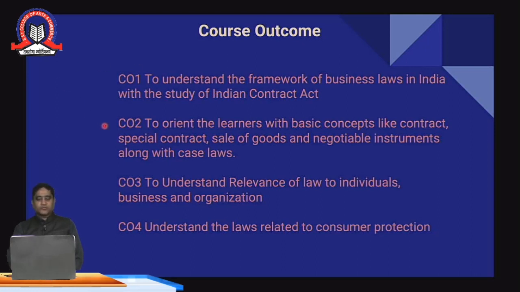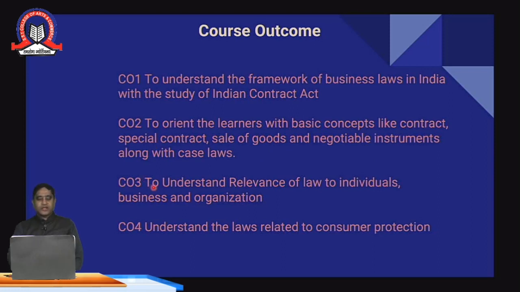Under course outcome 2, the students are oriented to learn basic concepts like contract. Special contracts would include the law of agency, bailment or indemnity, or the law of guarantee, and they would also be learning the Sale of Goods Act and the Negotiable Instruments Act, along with the case laws which are cited in the courses.